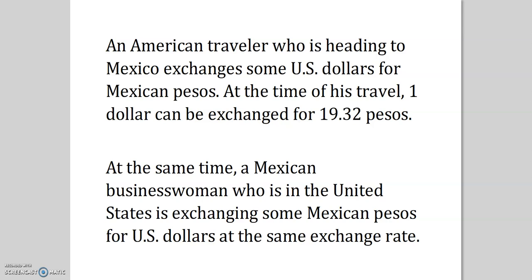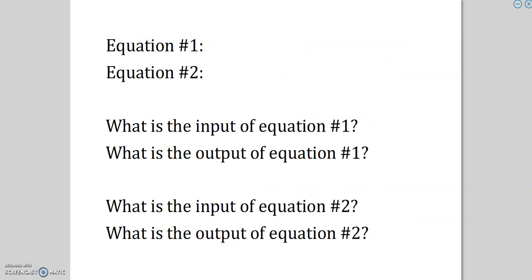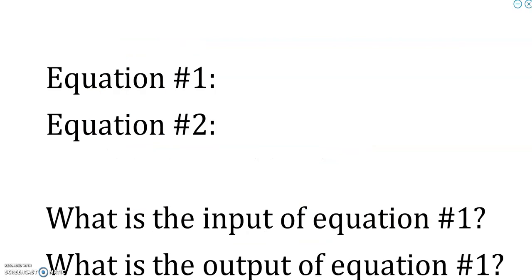So let's think about the first exchange, the traveler who has dollars and wants pesos. So let's put dollars into a function. If they had $1, how many pesos would they get? Well, they get 19.32 pesos, right? So our output is going to be pesos, and our input is going to be dollars. And every dollar we have is going to be multiplied by 19.32.